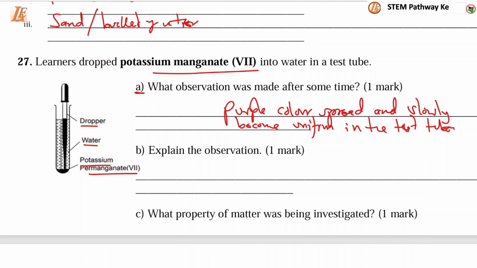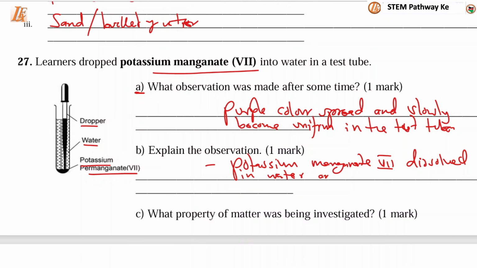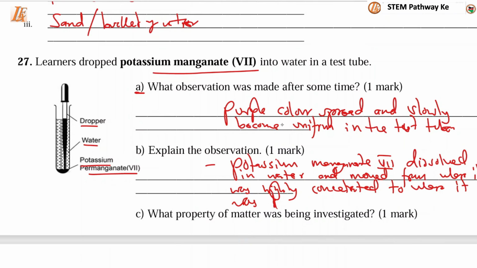So in this case, you will say potassium manganate 7 dissolves in water and moved from where it was highly concentrated to where it was lowly concentrated. In short, potassium manganate 7 dissolved and diffused. You can simply say and diffused because the movement of particles from where they are highly concentrated to where they are lowly concentrated is what we call diffusion.